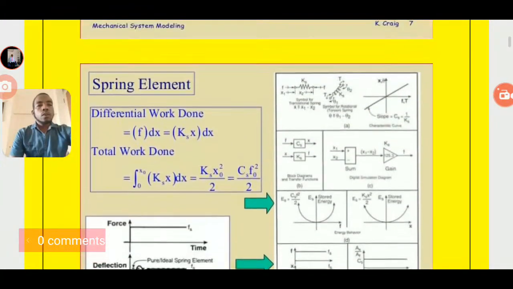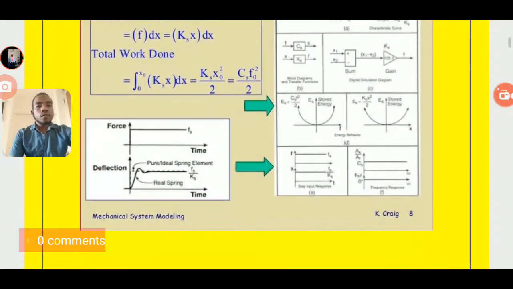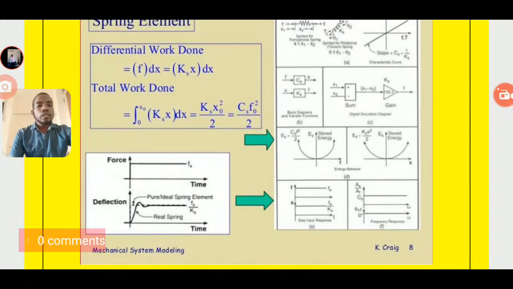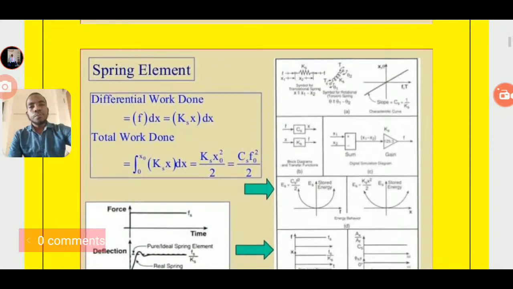So these are the figures for the linearity of this spring element.